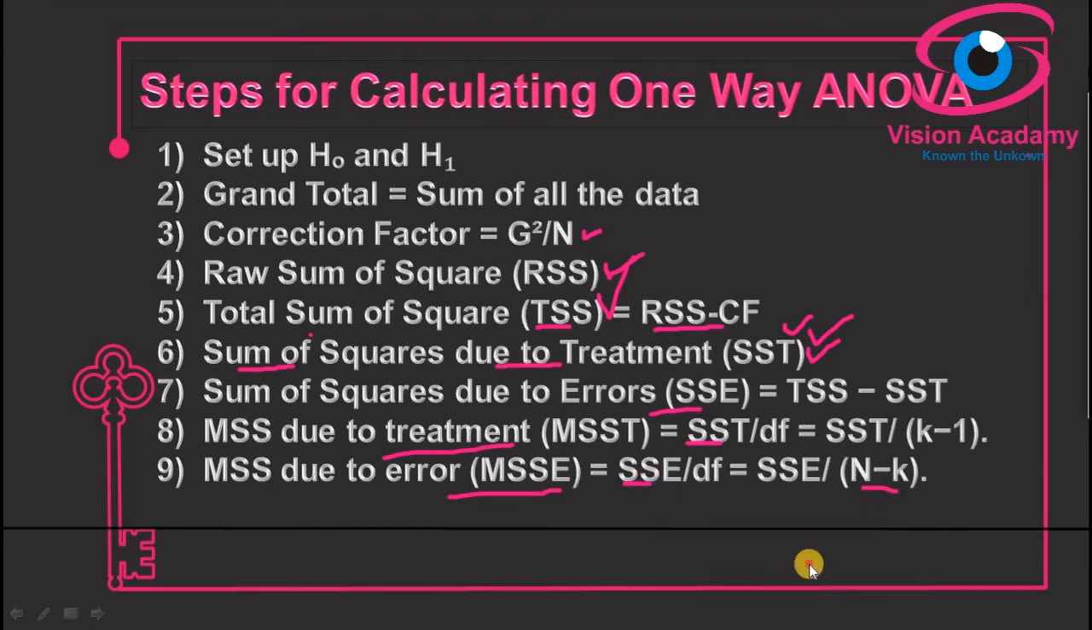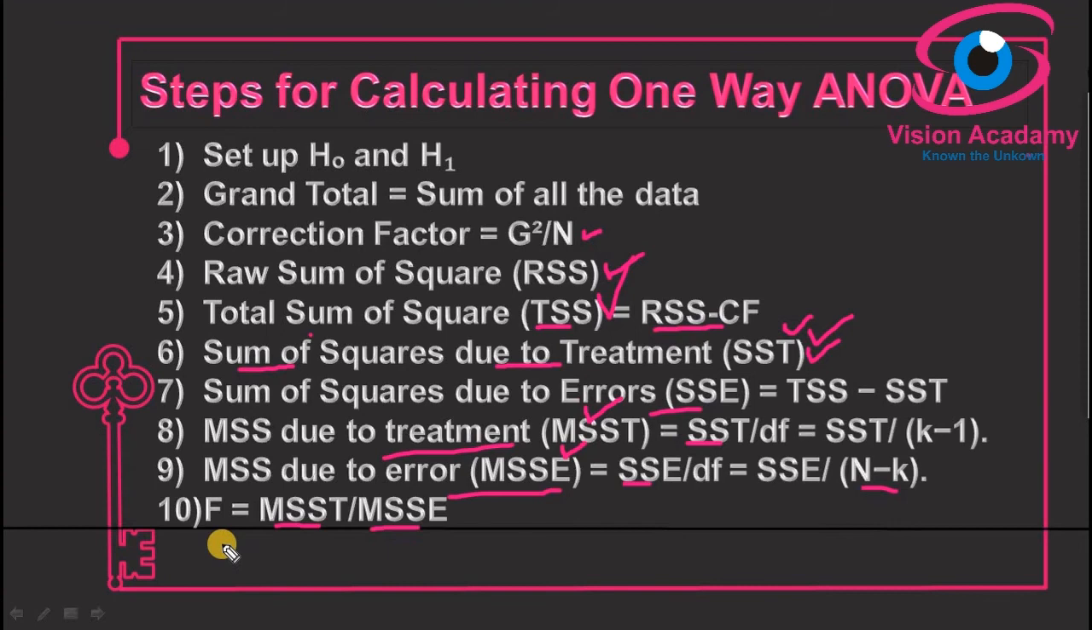So after finding all this, we have to go through one more thing in the data, that F ratio. We need to find out F ratio. For finding out F ratio, we need to divide MSST by MSSE, that is obtained in the earlier stage. That's MSST divided by MSSE. We will get F ratio. So this F ratio will be compared with the table value, and finally we will get a decision.